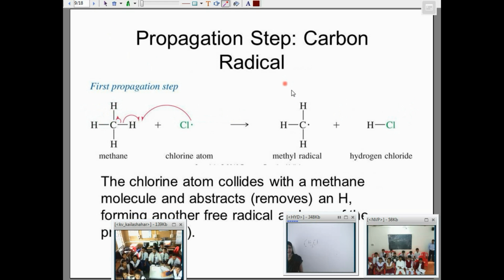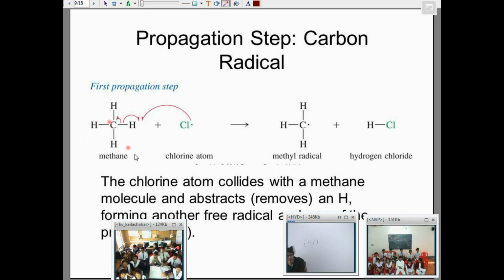Now, what is the next step after this? The next is the propagation reaction or propagation step. How does the reaction proceed? Children, these free radicals are highly reactive species. They are highly unstable. Now this free radical will move to methane, and chlorine, because of its high electronegativity, has a tendency to attract electrons. It will pull the hydrogen towards itself.